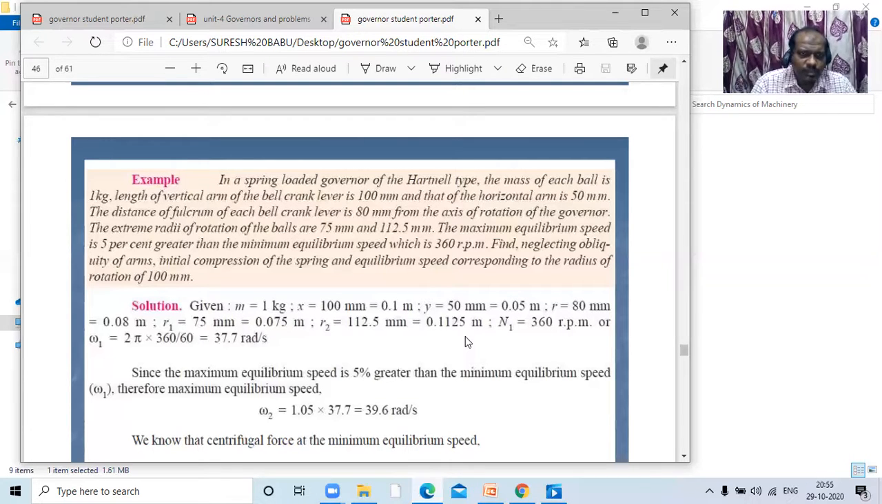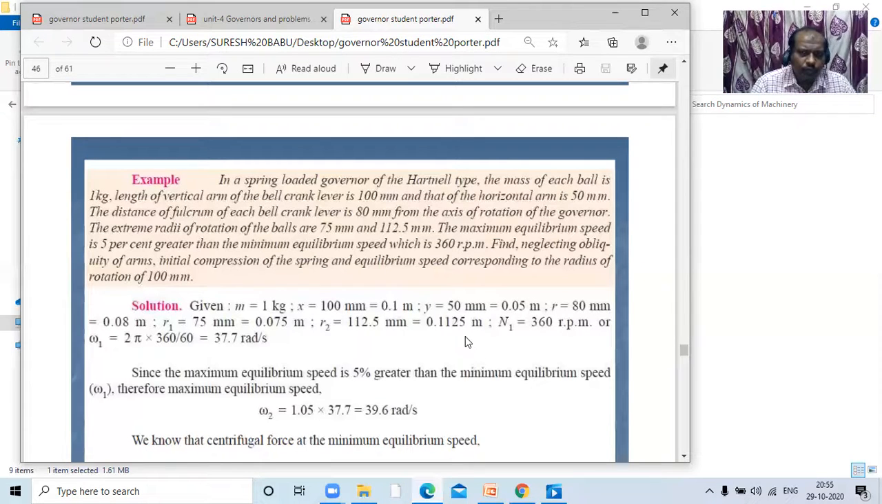So X is going to be the vertical distance and horizontal arm distance is going to be the 50 mm. That you have to remember. Next, convert the mm into meters. That is 0.1 m. Y is equal to 50 mm. Convert into meters, 0.05 meters.